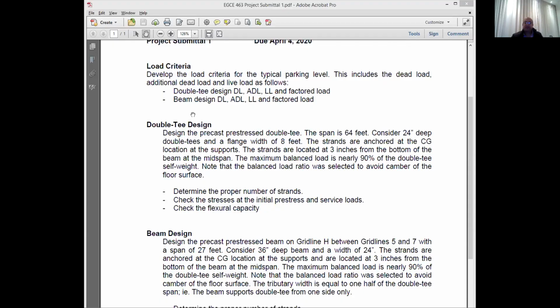So any questions on the design of a double T? Now here's the question. Can you use your spreadsheet?